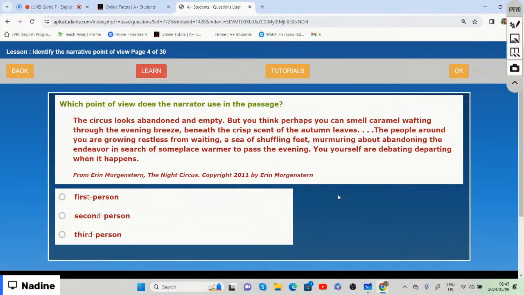All right, let's look at the last one. Which point of view does the narrator use within the passage?